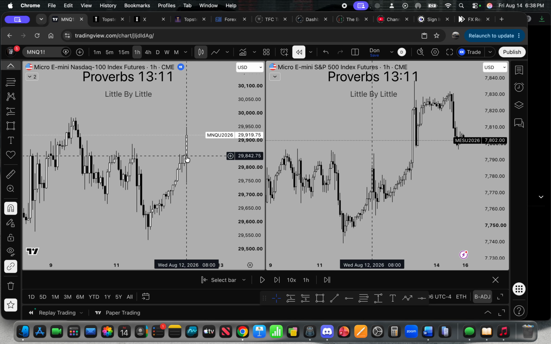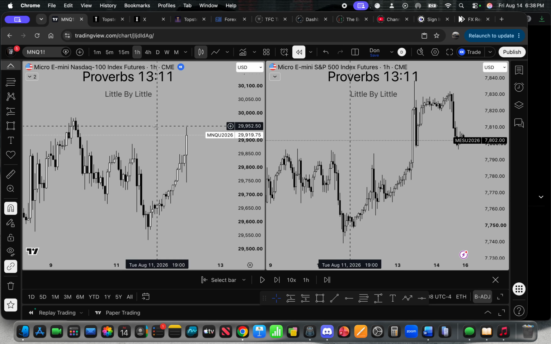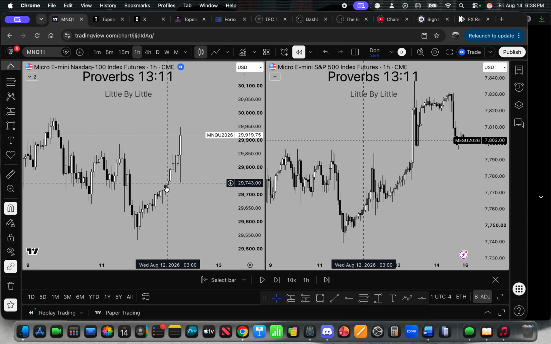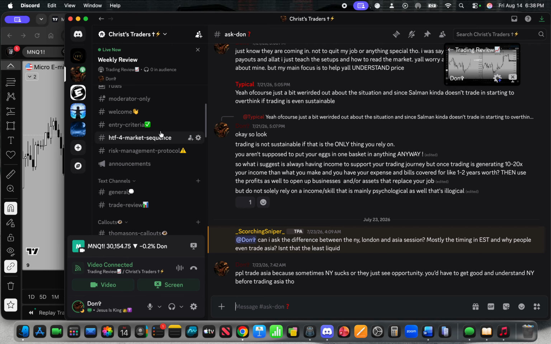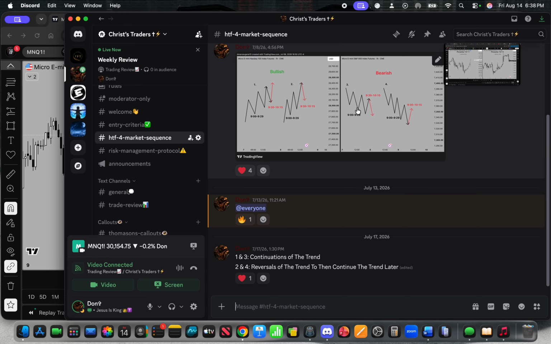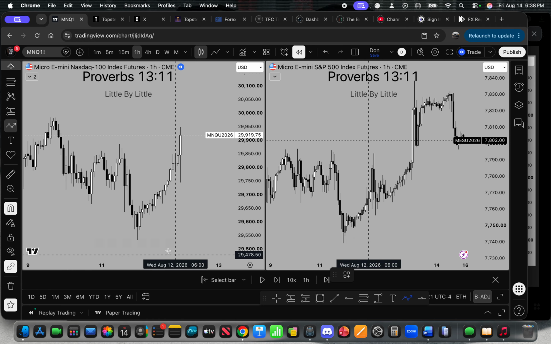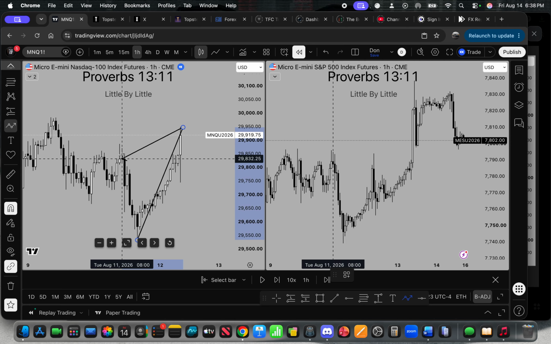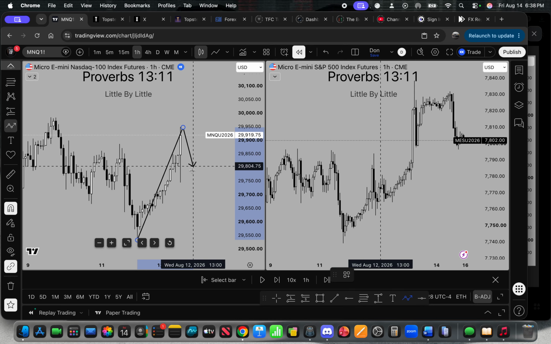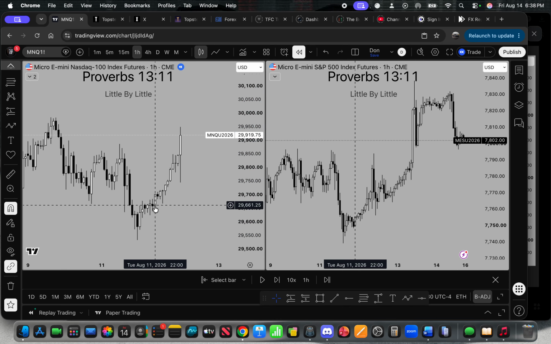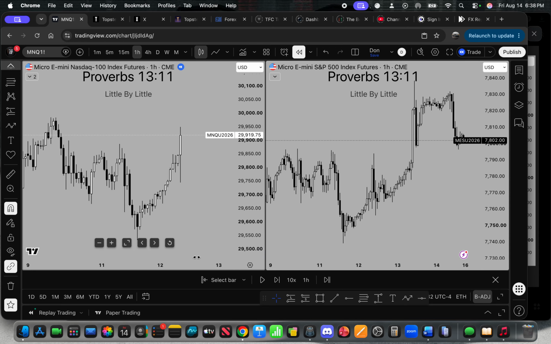Now, ask ourselves, what's the direction? Bullish. Okay, cool. Now ask ourselves, what's the sequence then? The sequence will be number 2. Why? Because we already took out previous highs, these highs right here. If we are going to continue, we're going to go like this because we already moved up. So if we moved up, we've got to move down.